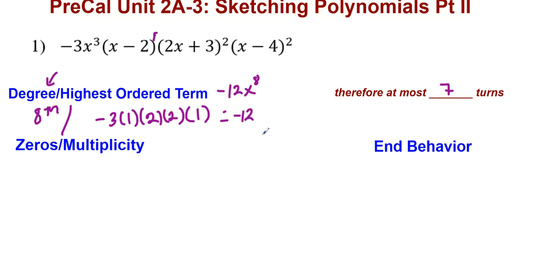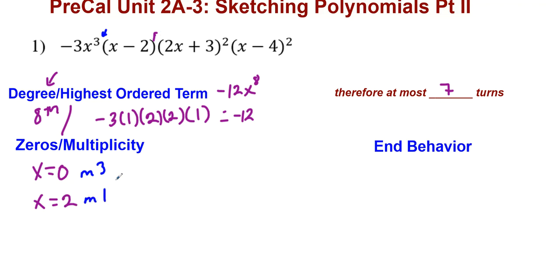So next thing, zeros and multiplicity of those zeros. All right. So what we're going to do is write out our x's. Well, the first one is easy. x is equal to 0. And we have a multiplicity of 3 on that. The next one is going to be x minus 2. So x is going to equal 2. And that just has a multiplicity of 1.